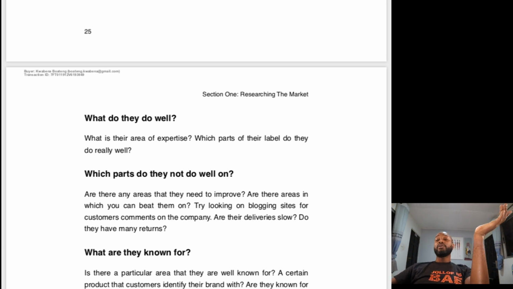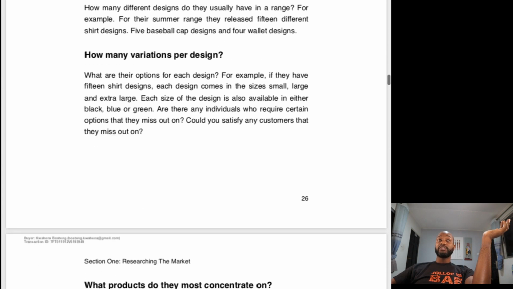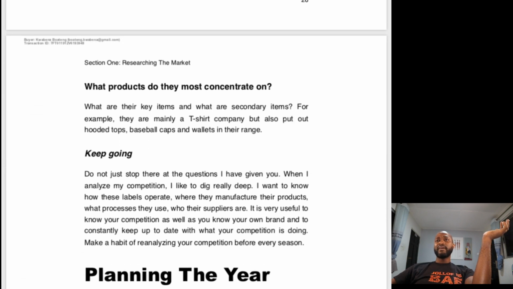So, what does your competition do well? What does your competition not do well? What are they known for? How many designs or styles do they have? How many variations per design? What products do they concentrate on? If you have an idea of what they're doing and what they're not doing well, it allows you to even steal wisely, because you can look at your competition and say, "Oh, I can do that better."